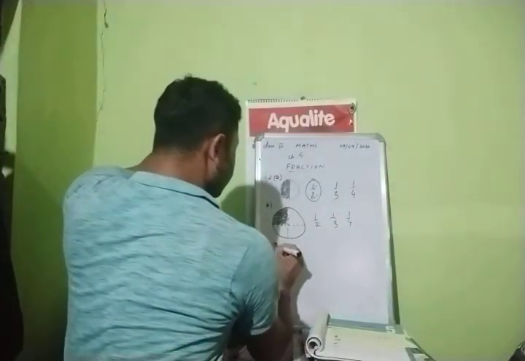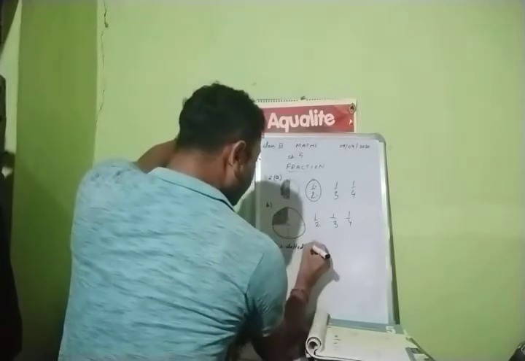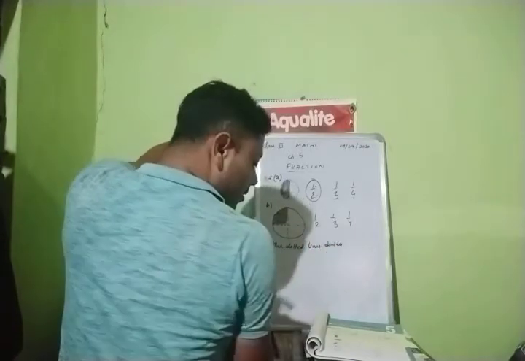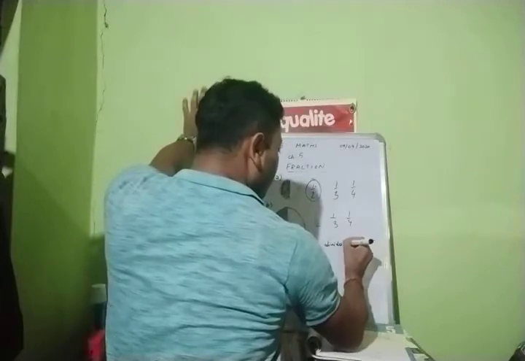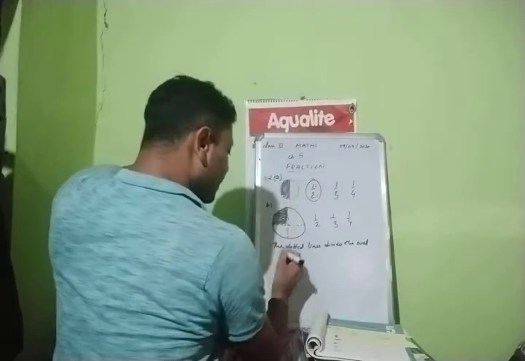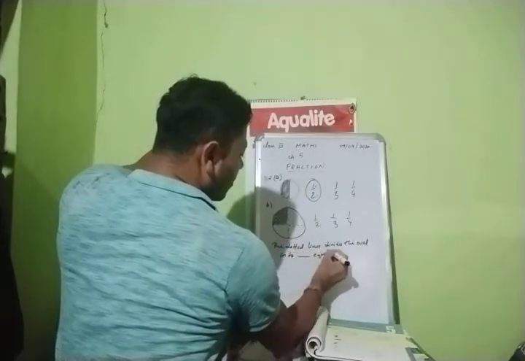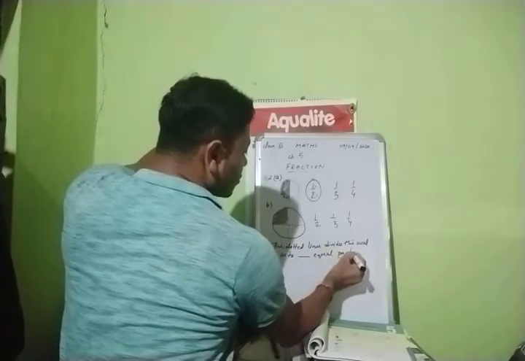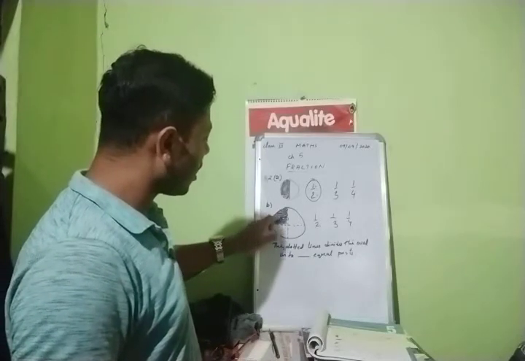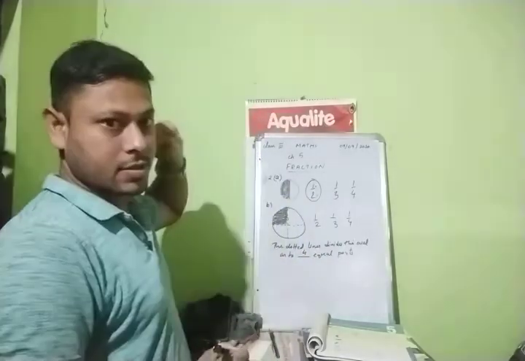So there is one fill in the blanks, right? The question was like this: the dotted lines divide this oval into dash equal parts. So how many equal parts are there? This is one oval. How many parts are there? 1, 2, 3, 4. So what will it be? 4 equal parts. Right?